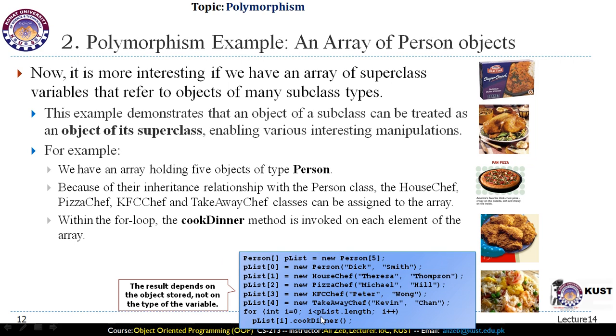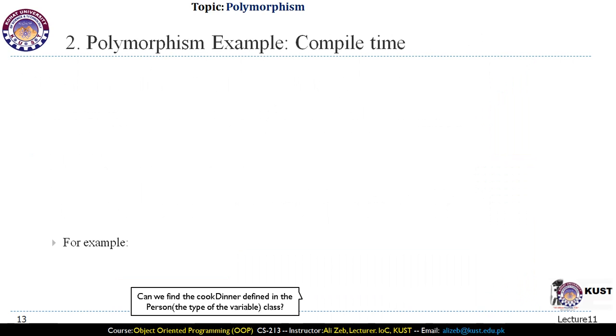This for loop will one by one call the relevant methods using a call to the cook dinner method. The relevant method for each class will be called. With the help of the same example, we'll try to understand what are the things that are checked at the compile time and what are the details that are checked or executed at the runtime.